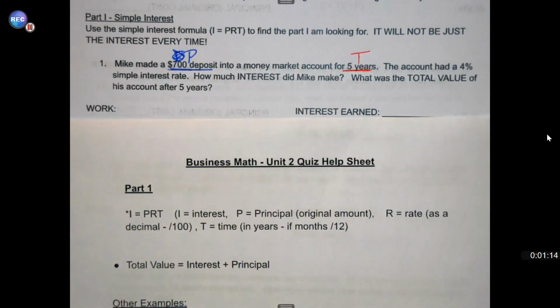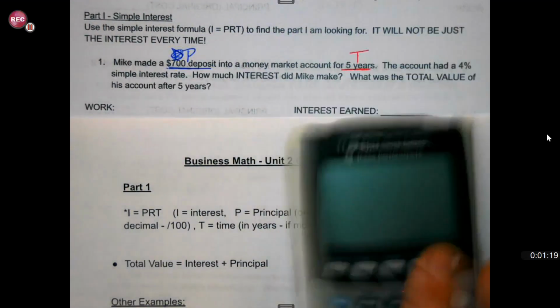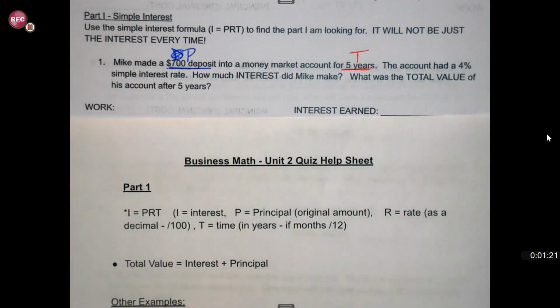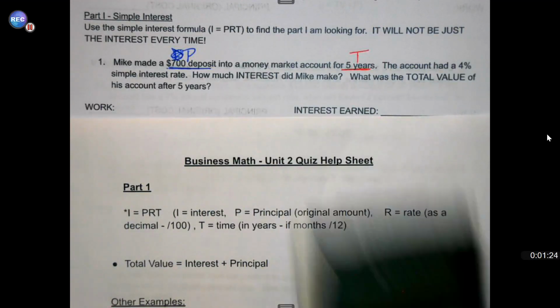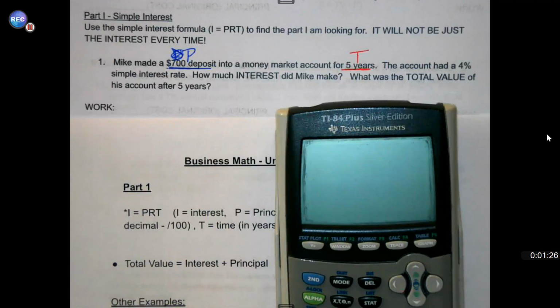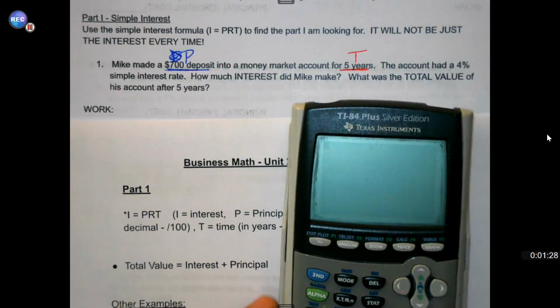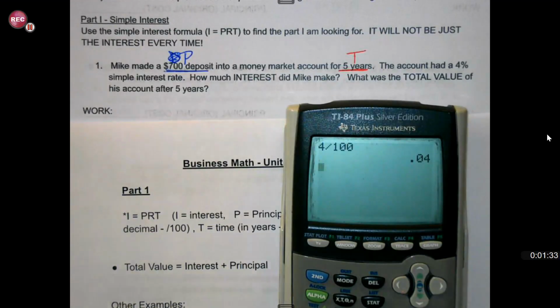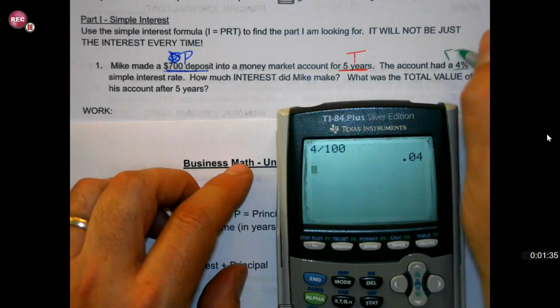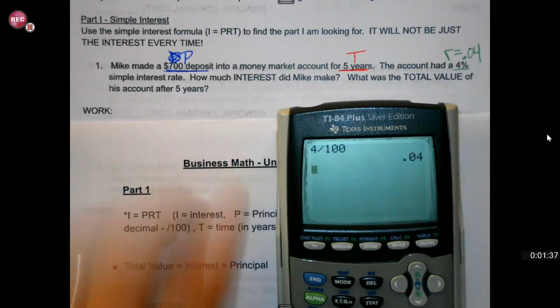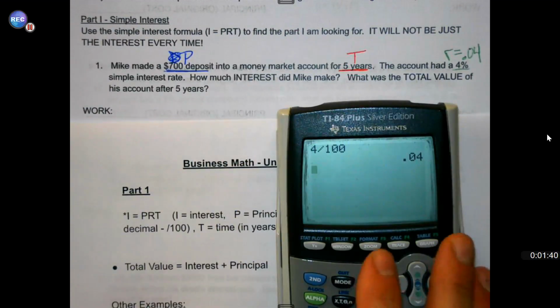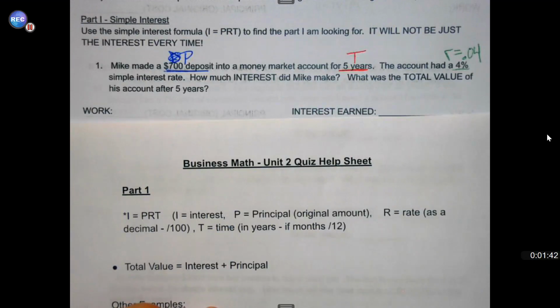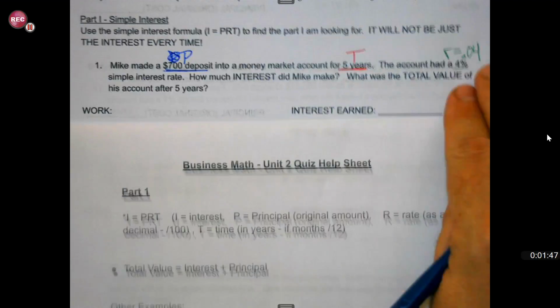For 5 years. The account had a 4% simple interest rate. Remember, your R is not 4. If you put your R as 4, that's going to be 400%. Holy moly. I'm in for that at 400%. But if I take 4 and I divide it by 100, that decimal that I get is going to be my rate. So how much interest did Mike make? What was the total value of his account after 5 years? Okay, 2 different questions being asked.